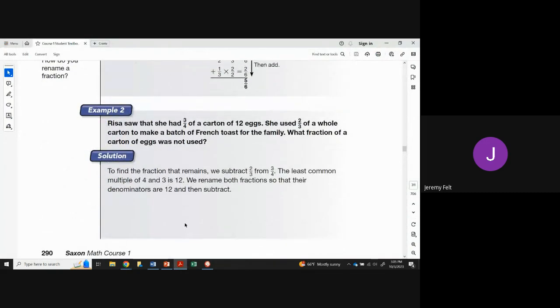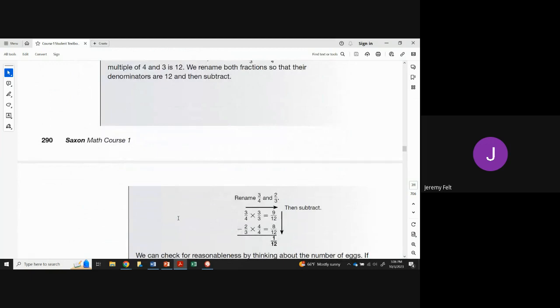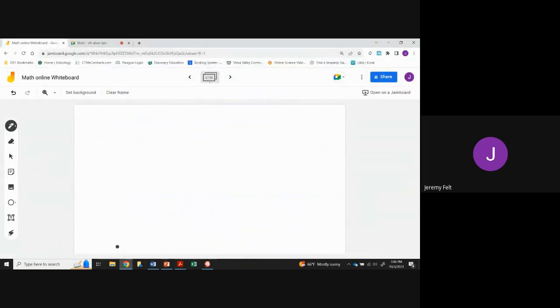Okay, if we look at example 2, Risa saw that she had 3/4 of a carton of eggs, 12 eggs. She used 2/3 of the carton to make a batch of French toast for the family. What fraction of the carton of eggs was not used? So she had 3/4. She used 2/3. So we're going to need to set that up and subtract.